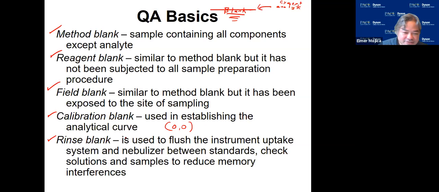Okay. Now the rinse blank, so this is used to flush the instrument uptake system and nebulizer between standards, check solutions and samples to reduce memory interference. So the way that you do it is during the reading, you have there a blank, okay, that just tries to make sure to clean up the parts of the instrument that were exposed to the sample. And after a while, when you put the rinse blank, it should give you a reading that is similar to your calibration blank. So those are the different blanks that you have.